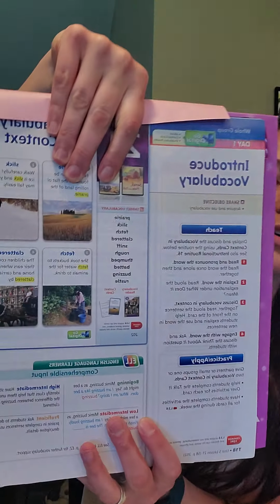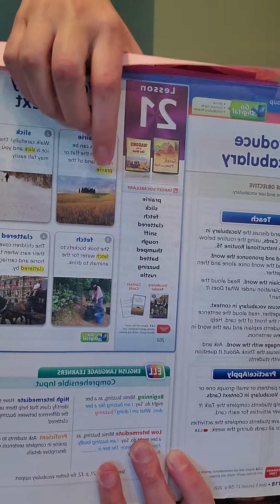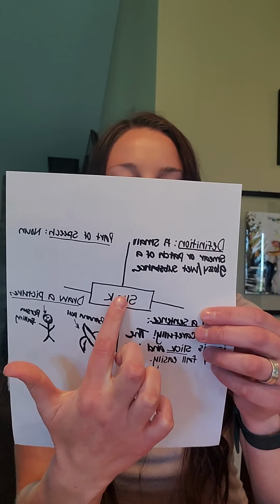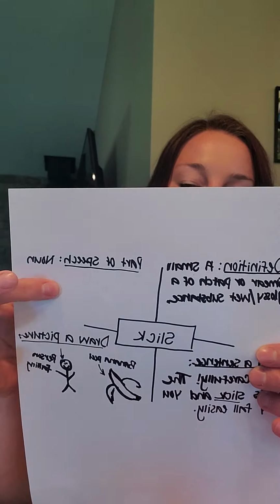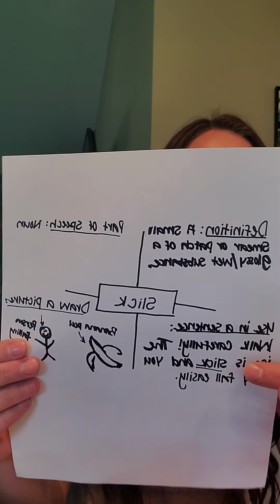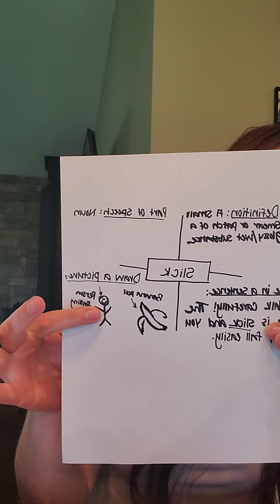So from there, let's say I have a picture of something like this here with a bunch of land, and the word that would fit that would be prairie. So you would write prairie in the middle here. You would find the definition that's in your book. You're going to put the part of speech. You're going to make a sentence for it, and then you're going to draw a picture.